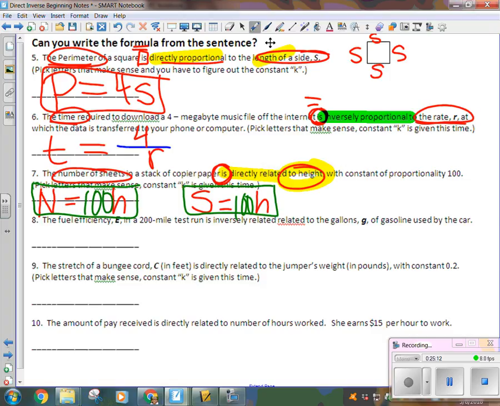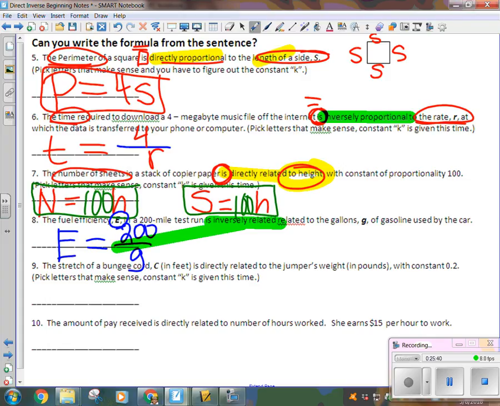Anybody want to tell us what you got for 8? Anybody want to volunteer? E for efficiency. Efficiency is E equals, what'd you get? 200 over G. What gave it away that you knew you'd have to have a bar? Inversely. As soon as it says inversely, I knew that I needed a bar in my equation.